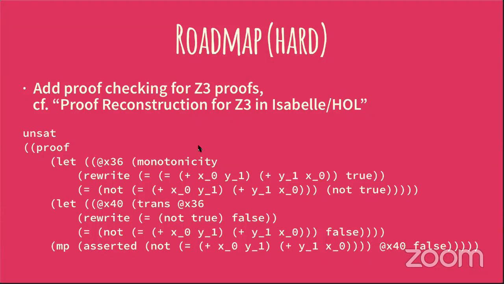So this is why I'm referencing a paper here called Proof Reconstruction for Z3 in Isabelle/HOL. It's linked on the event page. And I've tried it out for, I think, I'm not sure what thing this is. I just put something in Z3 and it told me that it wasn't true and gave me a proof. So this is what these proofs look like.